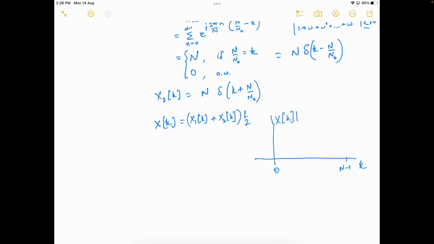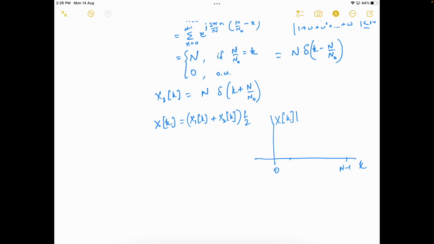Tell me, how does it look like? It is 0 at all points except minus n upon n naught. Now, when we talk about DFT, it has a limited range, 0 to N minus 1. There are no negative k values here. So, can you refine your answer? Yes, it is only non-zero at N upon n naught.